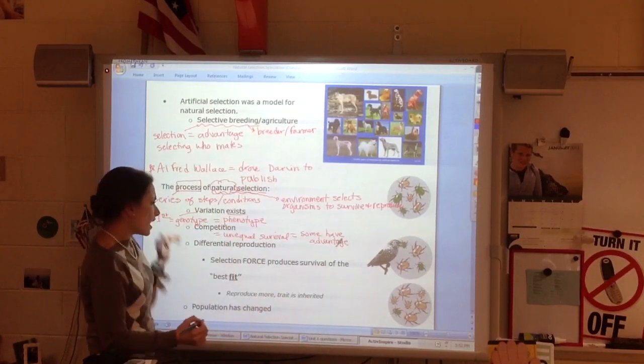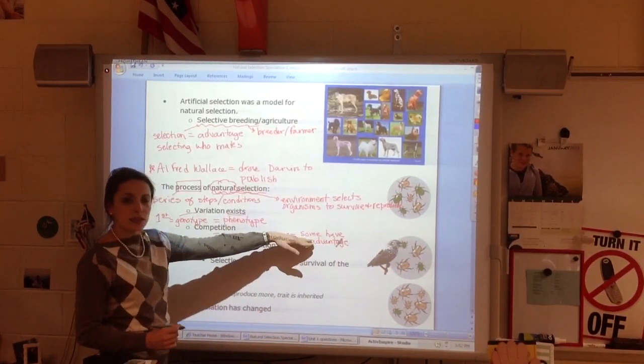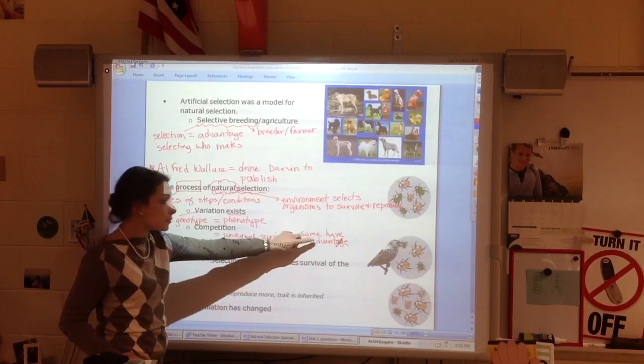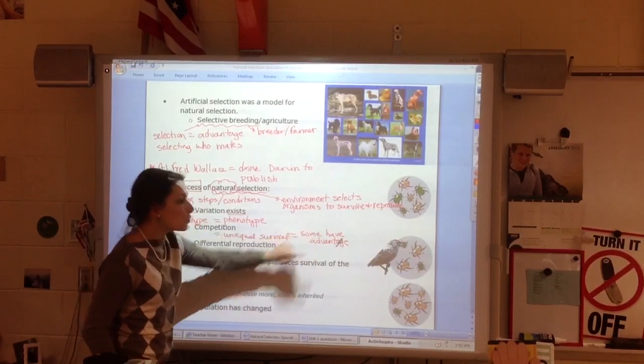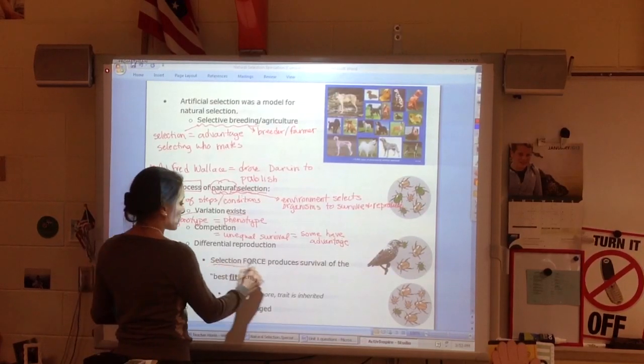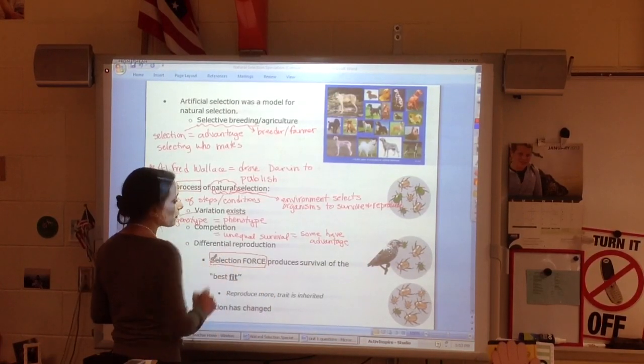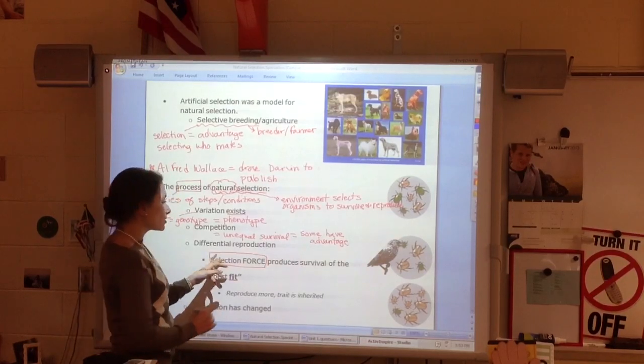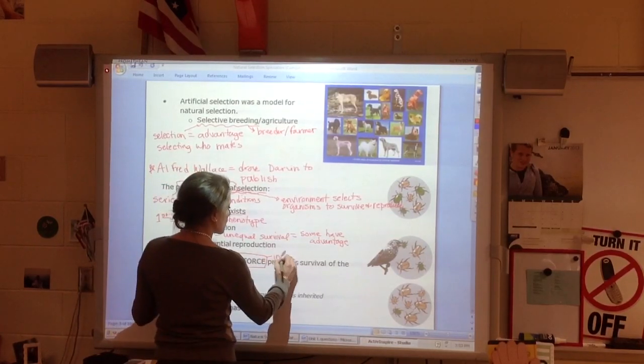Well, the idea is who. This is kind of the hanging point. Who has the advantage? And that really is dependent upon the selection force. The selection force is that thing in the environment.